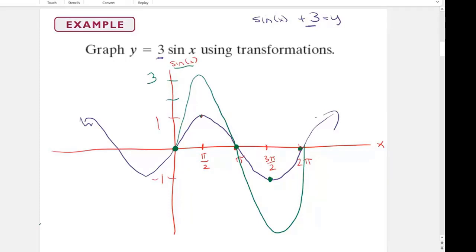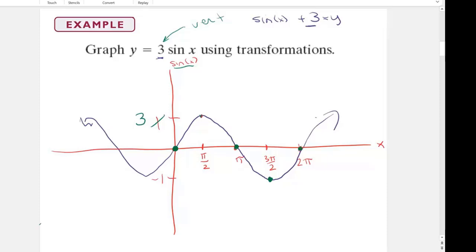But a better way and an easier way, in my opinion, to graph these is what I would really rather do. This is a vertical transformation that affects the y. I'm going to change all my y values and multiply them by 3. So instead of this being 1, this is 3. And instead of being -1, this is -3. And I really don't even have to redraw my graph.